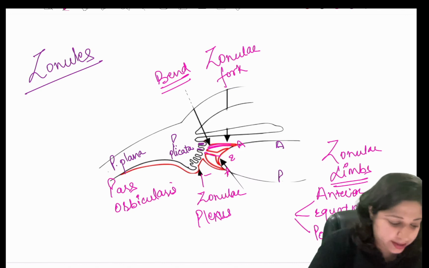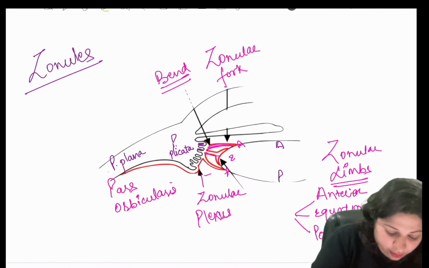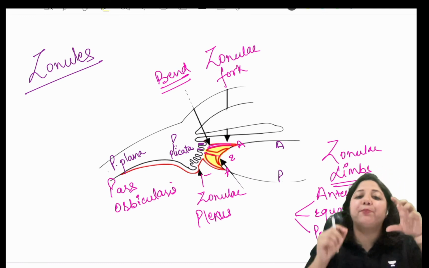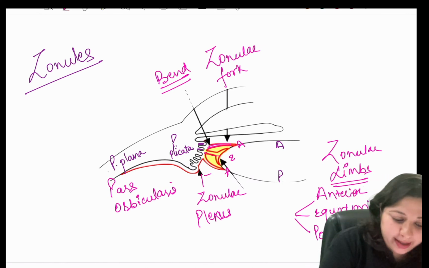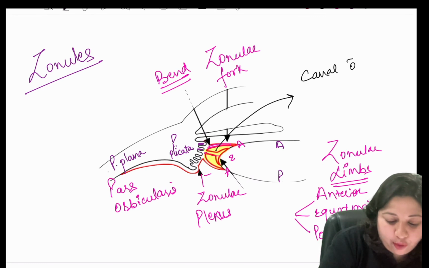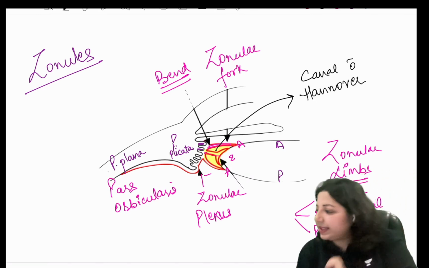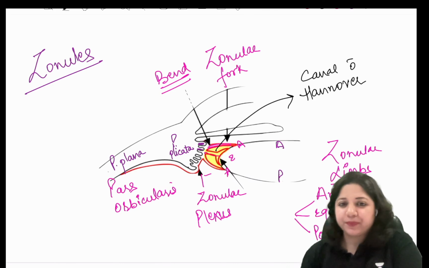So now what is happening is this area which is present between the anterior and the posterior zonular limb, the part in yellow, is called as Canal of Hanover. Is that clear? Is that okay?